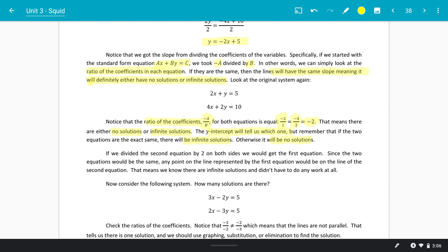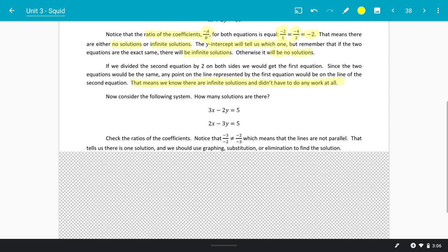If we divided the second equation by 2 on both sides, we get the first equation. Since the two equations would be the same, any point on that line represented by the first equation would be on the line of the second. That means that we have infinitely many solutions and didn't have to do any work at all.